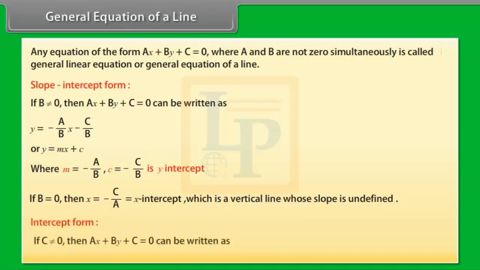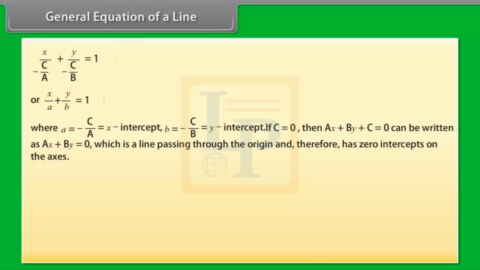Intercept form. If c is not equal to 0, then ax + by + c = 0 can be written as x/a + y/b = 1, where a = -c/a is the x-intercept and b = -c/b is the y-intercept. If c is equal to 0, then ax + by = 0, which is a line passing through the origin and therefore has 0 intercepts on the axes.